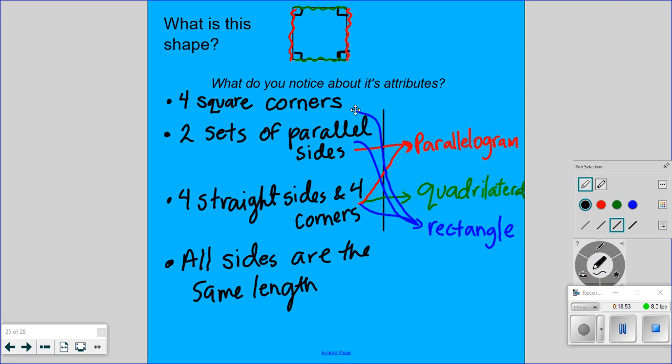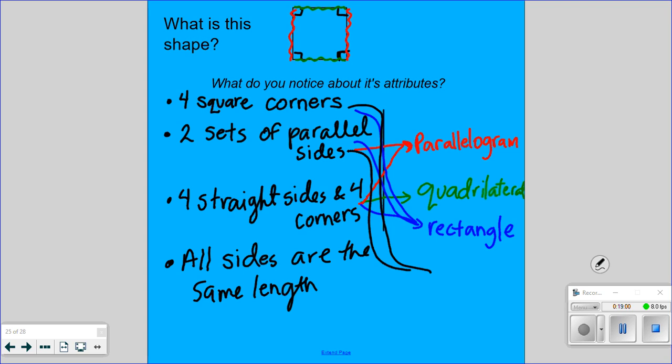If I look at every single rule, four square corners, two sets of parallel sides, four straight sides, four corners, and all sides the same length, I get the best name for this shape. A square.